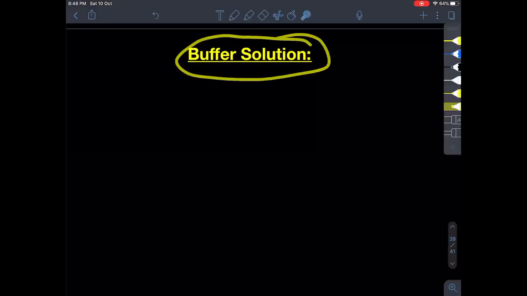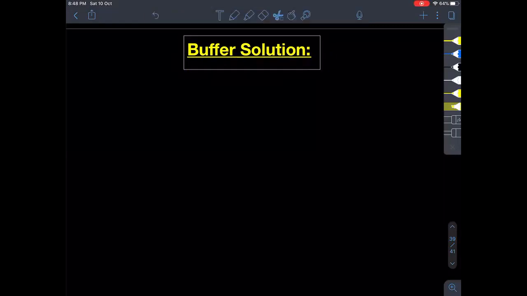One of the scariest topics for a student of class 11th. But believe me, this is the easiest topic, right? So I would like to recall a few things before I enter into buffer.